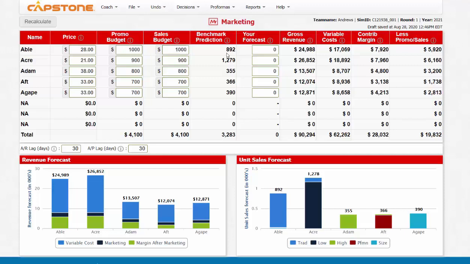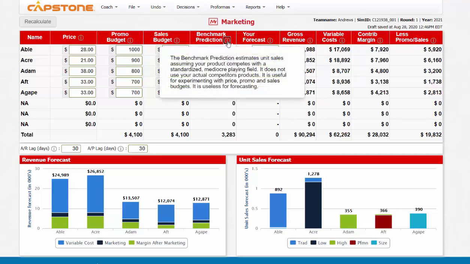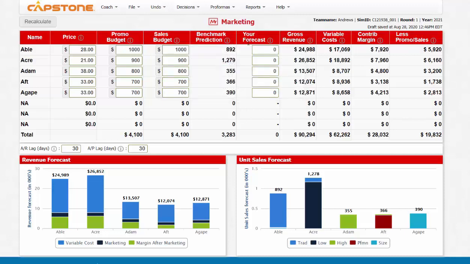The simulation provides you with a benchmark prediction in terms of how many units it thinks you will sell. You should never use this benchmark prediction for forecasting. And actually, when you click on this little information button, it will tell you not to use it for forecasting. It says it here, it's useless for forecasting. And this brings us to forecasting. You would always need to enter your own forecast. If you leave this field blank, the simulation will use the benchmark prediction. But you always want to put in your own number. And we're going to talk about how to forecast more later.